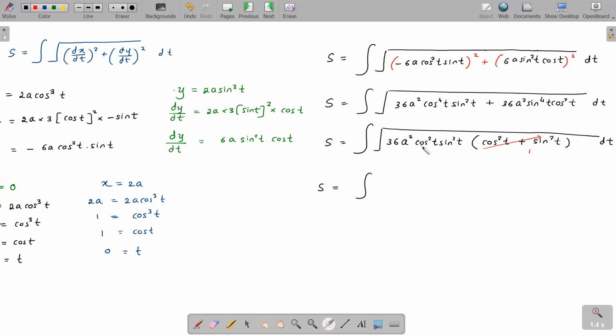So I get here S equals the integral of, I think you can see here inside the integration, I have 36a square cos square sin square. Basically, everyone is a square. Can't I take it out? I can take everyone out. 36 becomes 6, a square becomes a, cos square becomes cos, sin square becomes sin, with respect to t. Do you understand? So how do I integrate cos t sin t? What is the strategy? What is the method that I need to use here?